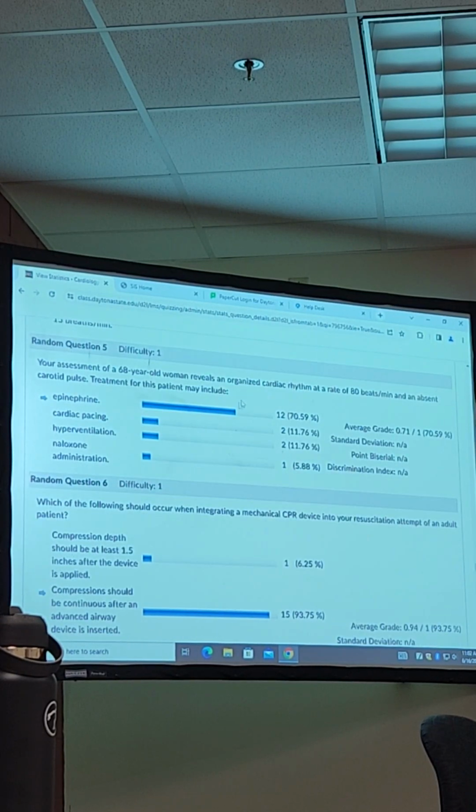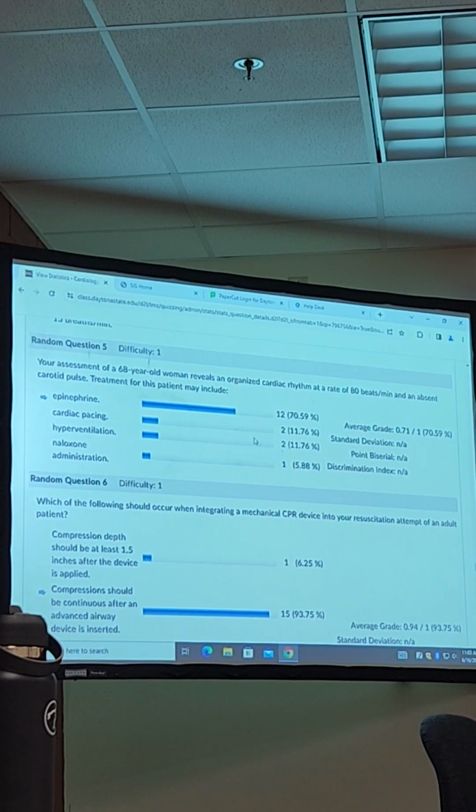68-year-old woman, organized cardiac rhythm at a rate of 80, absent pulse. So what is that? PEA. Right? Treatment for her would include epi. Now, you can say, well, it could be an overdose. Narcan. Yeah, it could be, but every PEA patient gets epi.